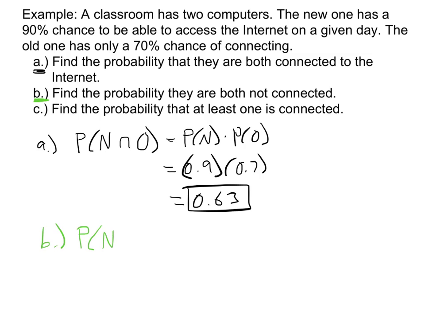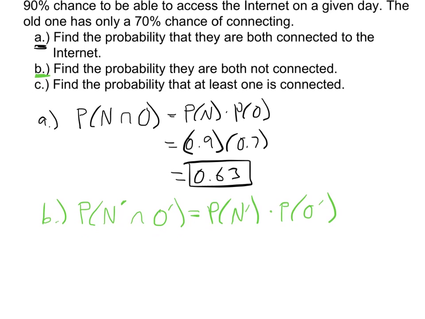Notationally, this would be the probability of not the new one and the probability of not the old one. Well, that's supposed to be the probability of not the new one times the probability of not the old one. What are those two probabilities? Well, one of them is 0.1, that's 1 minus 0.9. And the other one is 0.3 because it's 1 minus 0.7. So the probability that they're both not working is only 3%.